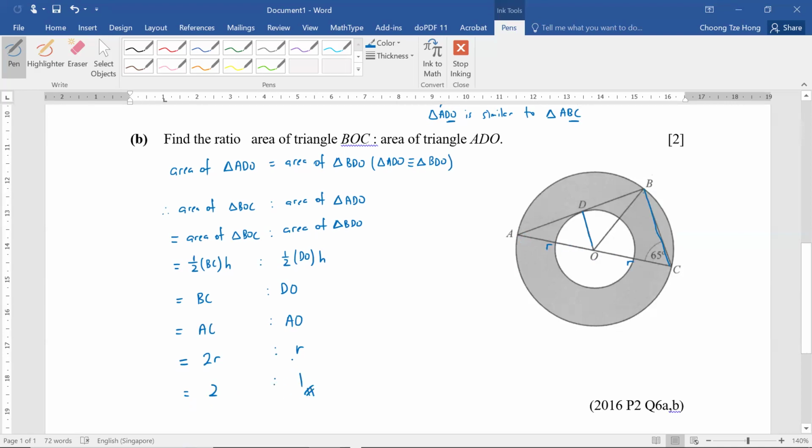You can see that for a question like this, although it's just a 2-mark question, it requires quite a bit of thinking, quite a bit of planning, and you also have to be sharp to notice details. With regards to questions on congruency and similarity, if they want you to find the ratio of areas, think about whether the triangles are similar or not. If they are not similar, then try to look out for a common height.